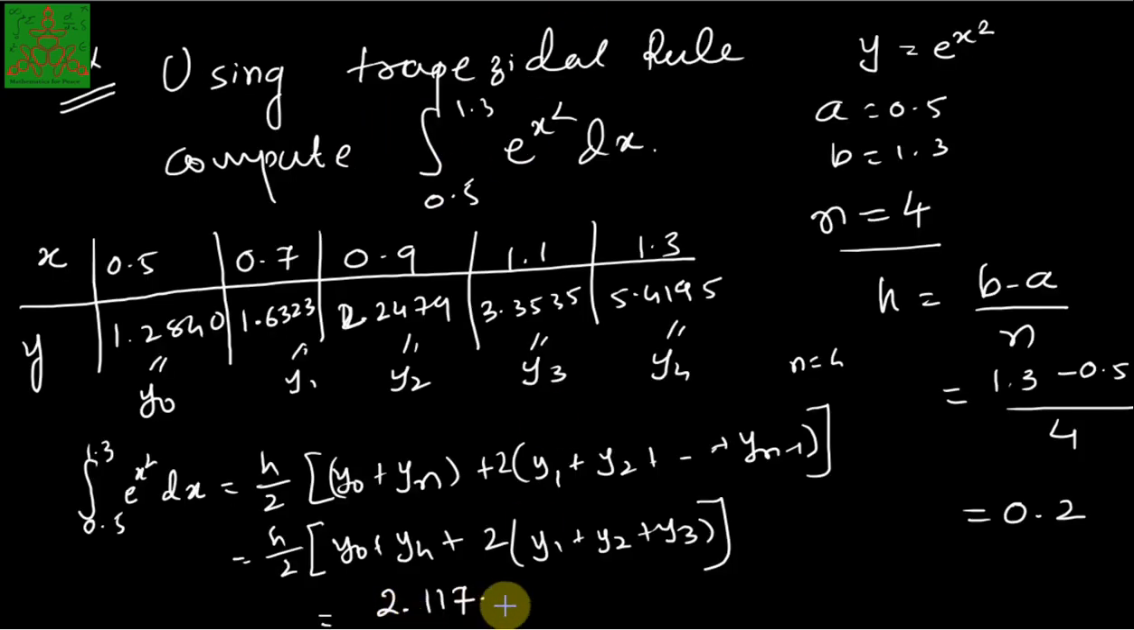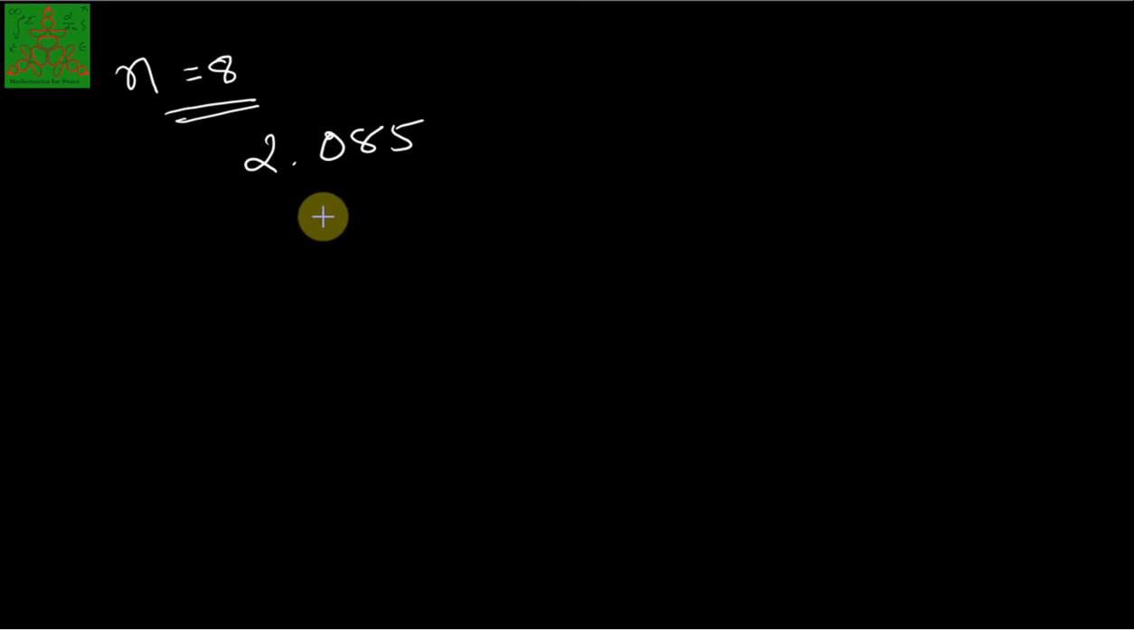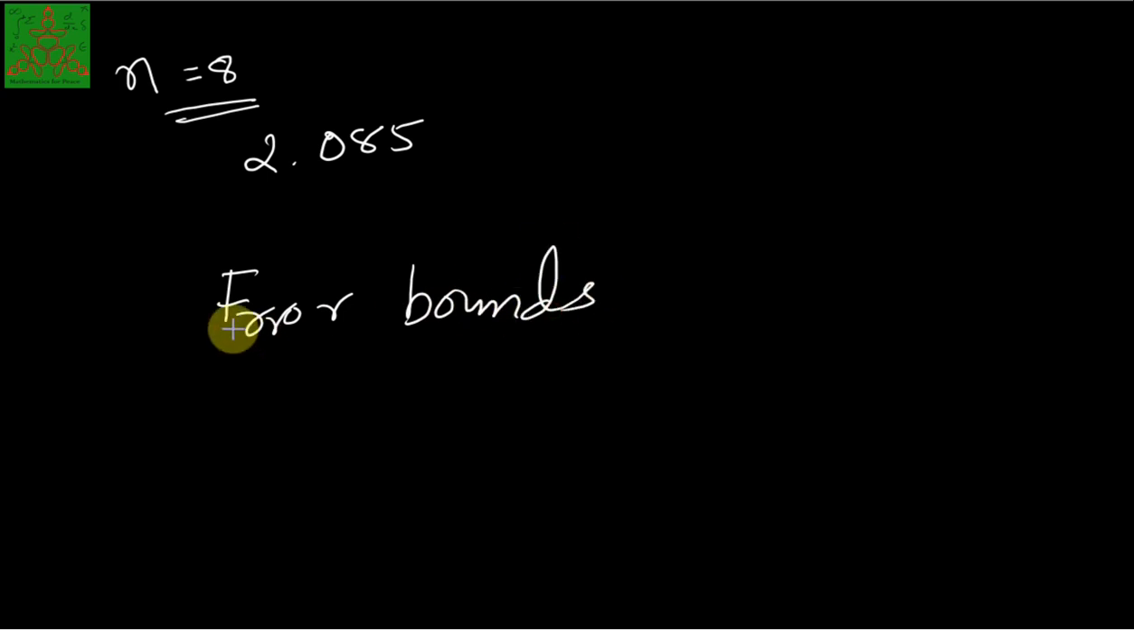I can give you an exercise: work out the same example with n equal to 8 and find the error. I have calculated for n equal to 8. The value for n equal to 8 is 2.085, and previously we had the answer 2.117. In this manner we can compute any integral approximately. The question is how much error one can get when we use the trapezoidal rule.